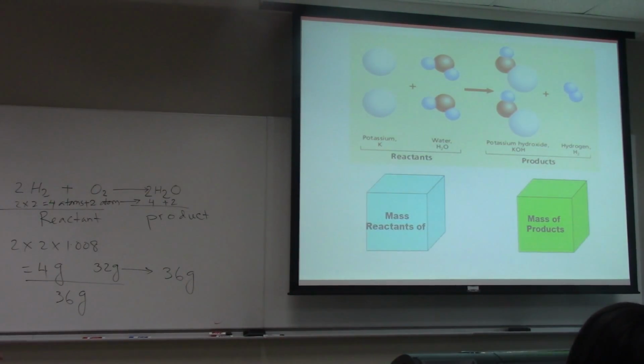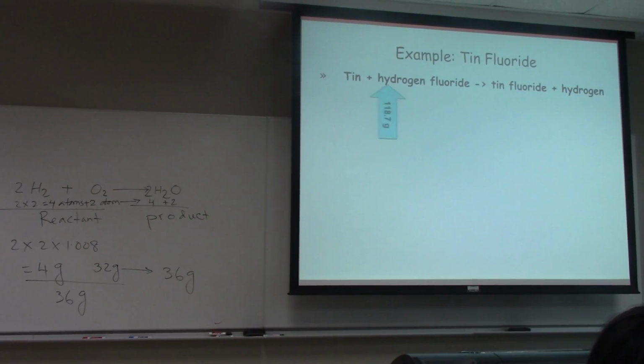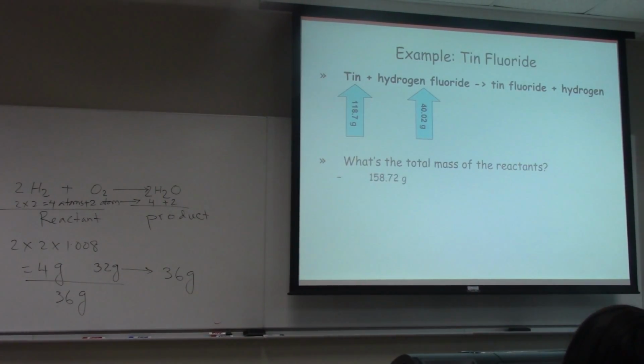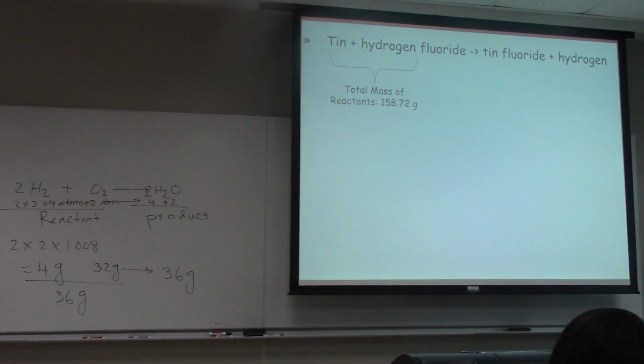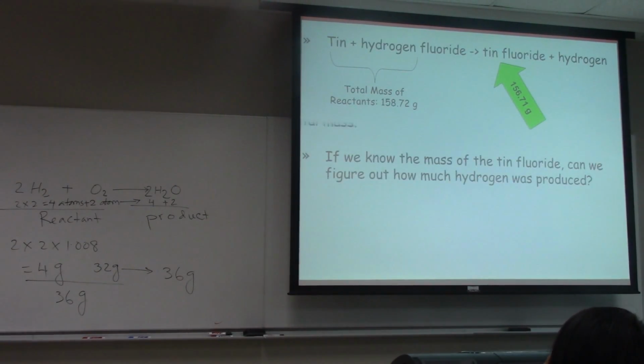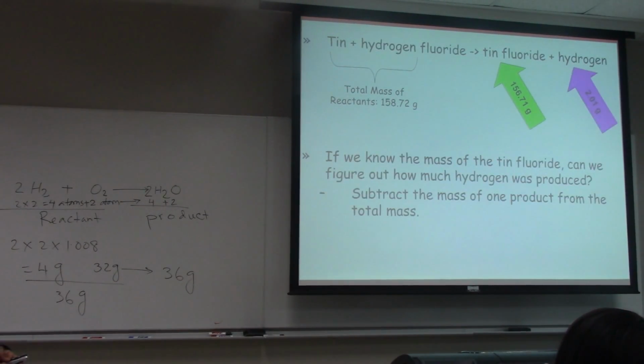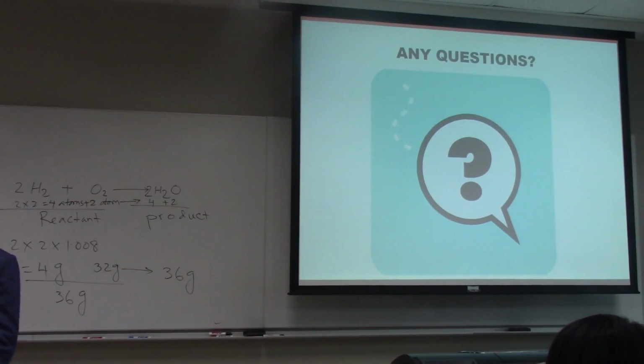And there is another reaction. You see, the total mass of reactant is equal to the total mass of product. The total mass of reactant is 158.72 gram, and product also 158.72 gram. So you can take a look at this example. Any question? No. Wonderful.